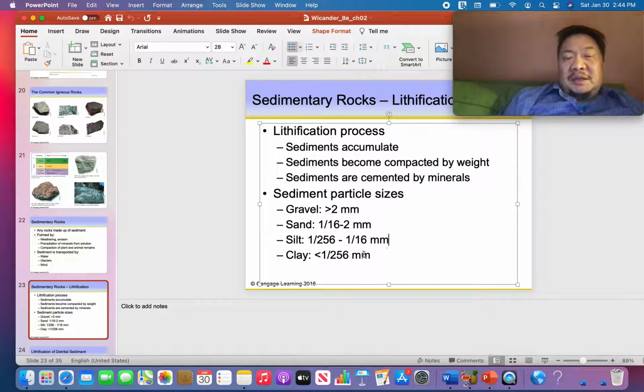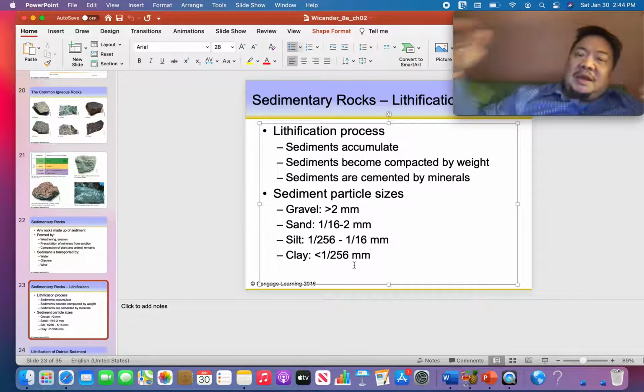But the next rock, the finest grain of all of your detrital sedimentary rocks, is made of clay. And these are tiny particles, less than 1/256th of a millimeter in diameter. These particles are so small you can't use a regular microscope to see them. You need to use something called an electron microscope to see them. And when they get deposited, they make shale.